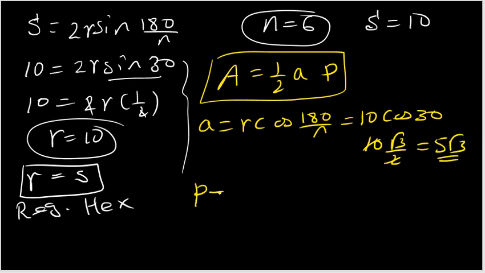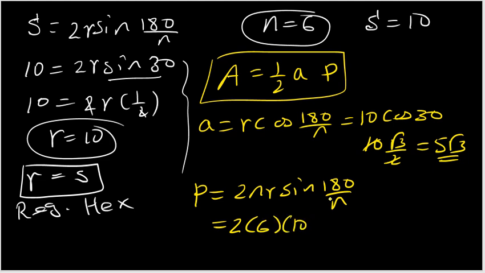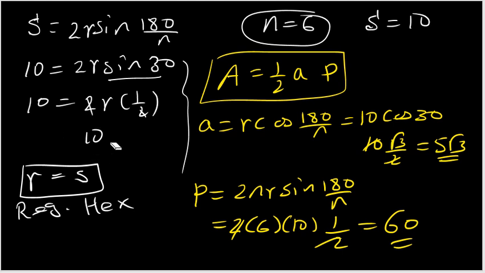And what about the perimeter, 2nr sine of 180 over n? That means 2 times n is 6, r is 10, sine of 30, which is half. We can cancel half, 2 by 2, and 60 remains. This is the perimeter. Therefore, what will be now the area?